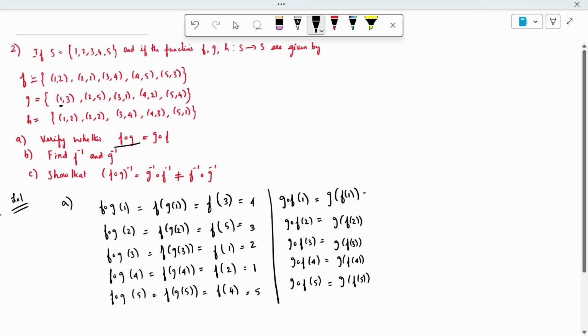So now G of F1: F1 is mapped to 2, so G2. G2, 2 is mapped to 5. Same way all the elements we have to fill in. So G of F of 2 is 1, G of F of 3 is 4, G of F of 4 is nothing but 5, G of F of 5 is nothing but 3, for the corresponding elements. G of 1: 1 is mapped to 3, 4 is mapped to 2, 5 is mapped to 4, so G3 is 1. So completed.